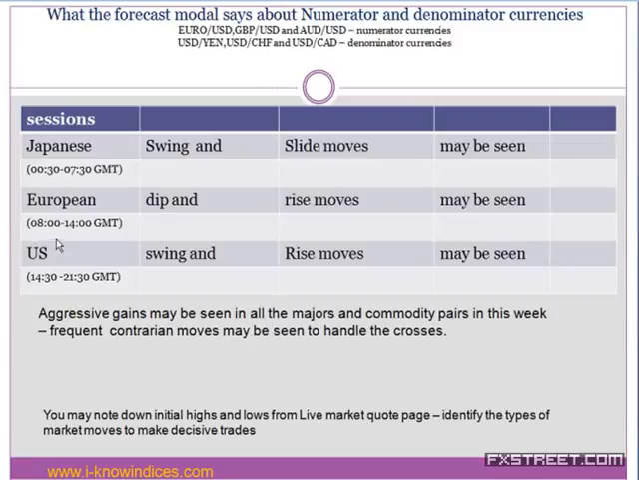So the European session is from 8 to 14 GMT. And 14 to 14:30 GMT is the gap time before the start of the US session. 14:30 to 21:30 is the US session. Then 21:30 to 0030 is the gap time before the start of the Japanese session on the next day. These are all the timings. Still, we will note down the initial lows and the highs only by 3:30 GMT.